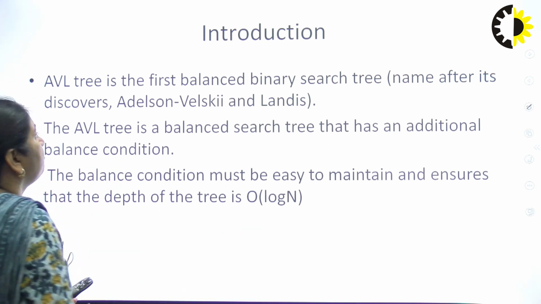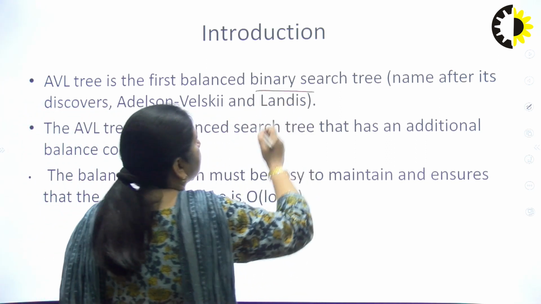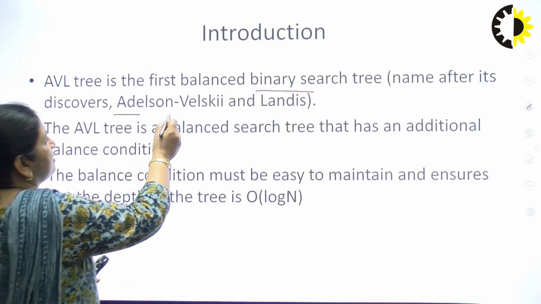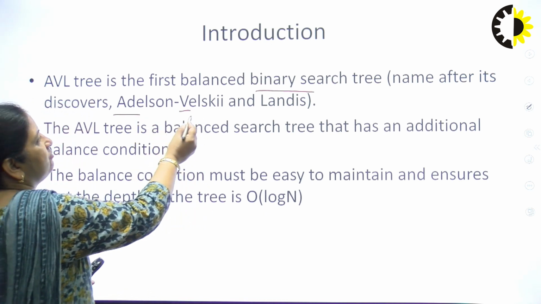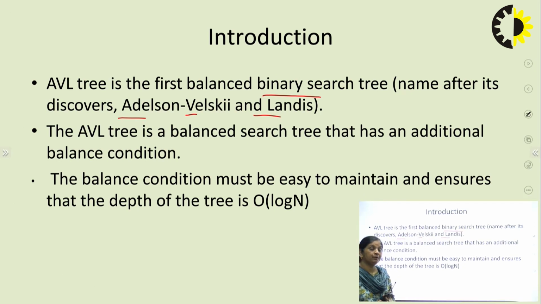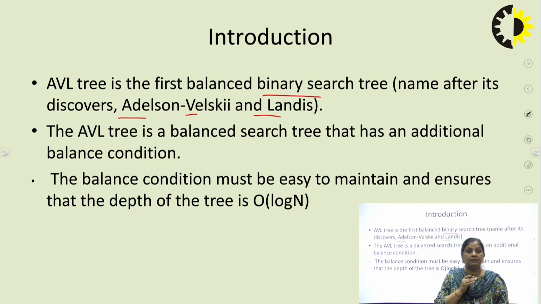So first of all, AVL tree is a binary search tree. What is AVL tree? It is the balanced binary search tree, and the name is after the discoverers: A for Adelson, V for Velsky and L for Landis. We all are aware that in a binary search tree, at a particular node, the value is greater than the values of nodes in the left subtree and less than or equal to all the values of nodes of the right subtree.